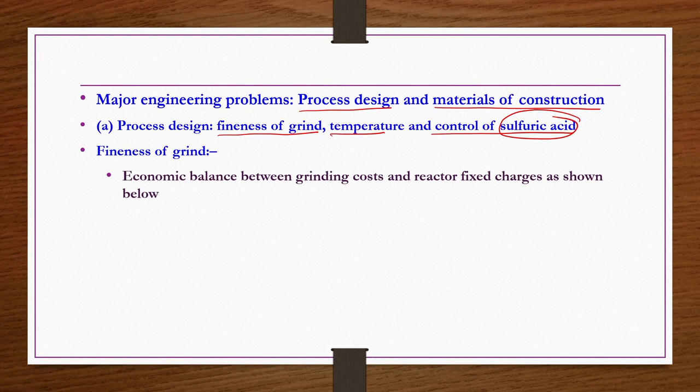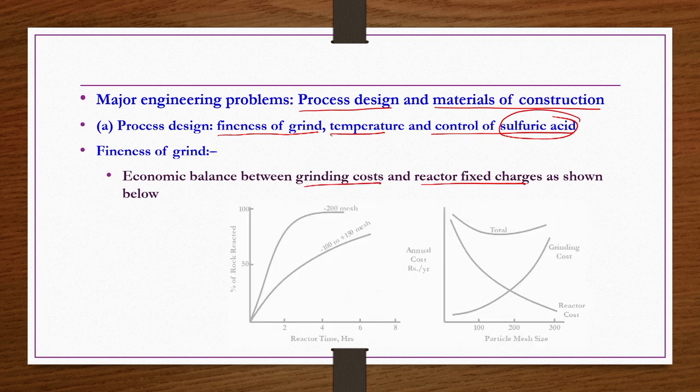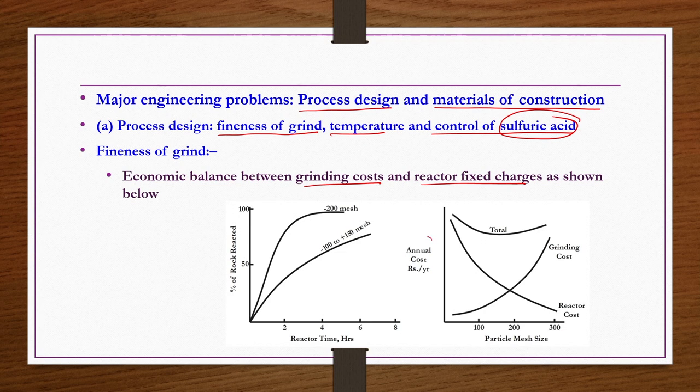For that, the economic balance between grinding cost and reactor fixed charges is very essential. And then we can see here, if you take annual cost per year, grinding cost is increasing exponentially as you go for finer particles. Increasing mesh size means you are getting finer and finer particles, right?